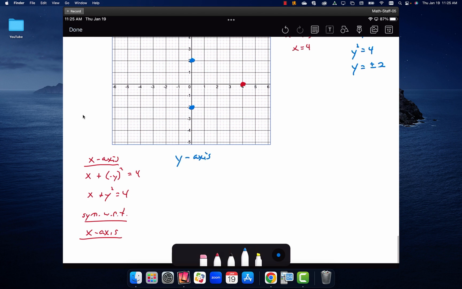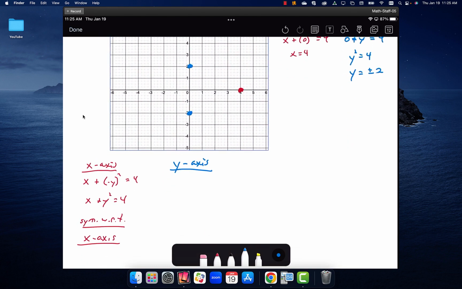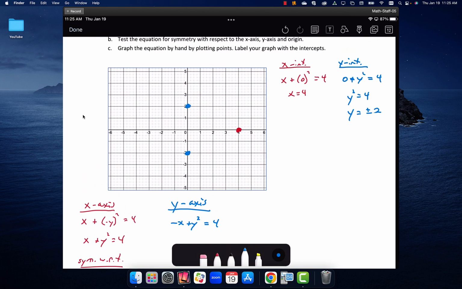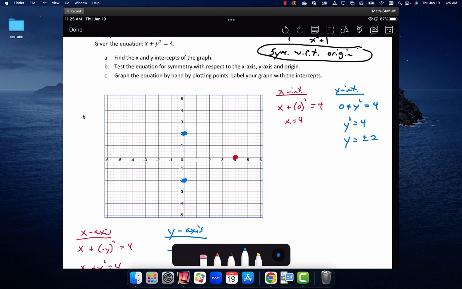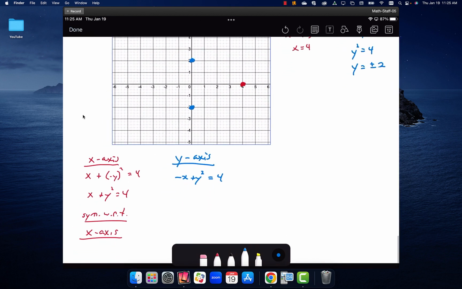Y-axis. Again, to test for symmetry about the y-axis, we're going to replace all of the x's with negative x. So we have negative x plus y squared equals 4. Notice that this is not equivalent to what we started with. There's no simplifying that we can do here. So we do not have symmetry about the y-axis.